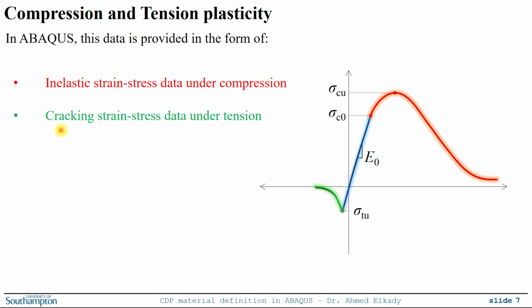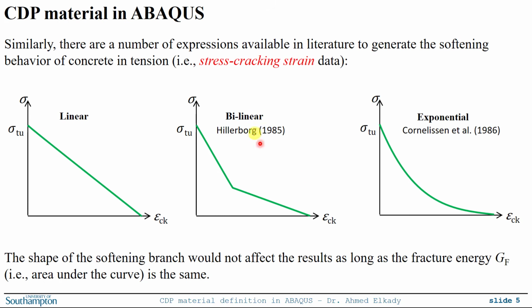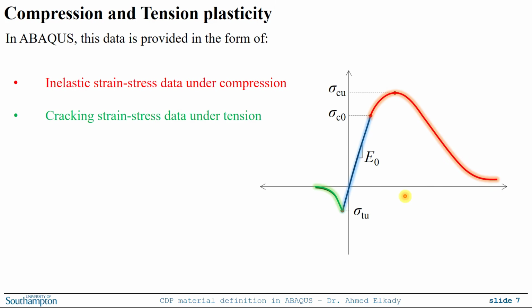The same thing if you are looking at the tension, you need to provide the cracking strain. Again, we mentioned this in the terminology, so here it's called cracking strain. So you need to provide the cracking strain stress data under tension. Pretty much this green branch of the material curve, which, as we mentioned a second ago, can be approximated by any of those expressions, or if you have done a tensile split test or something on the concrete, maybe you already have this data explicitly.